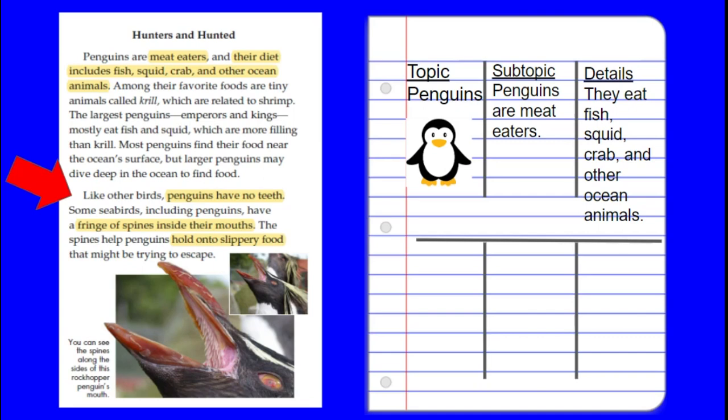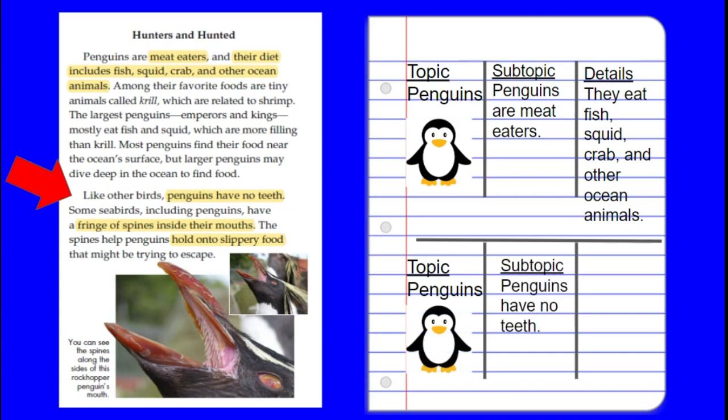So I have my chart again, and my topic is penguins. Something that really stood out to me was that they have no teeth. I know that they're meat eaters, but when I think of meat eaters, I think of animals that use their teeth to eat them. And this is how the penguins have no teeth. So I think that's pretty important. And a detail that I picked out was that they have a fringe of spines inside their mouth to hold on to slippery food. So that will help them to eat their prey.